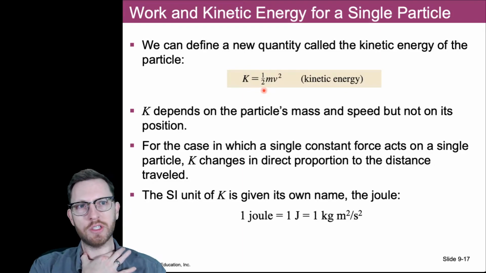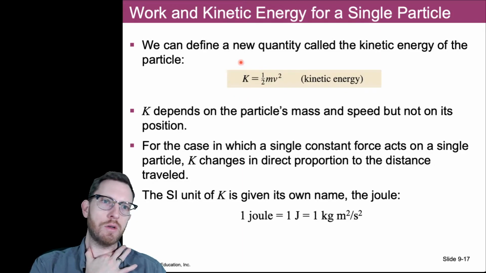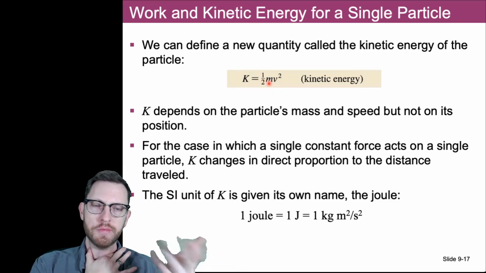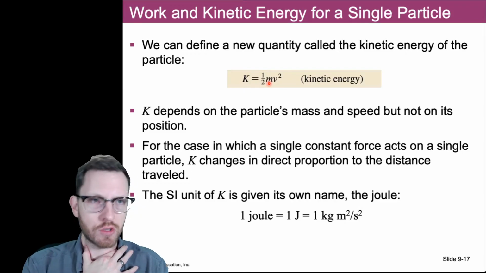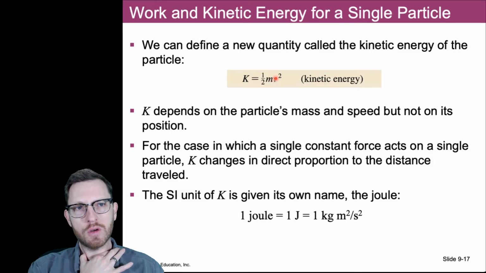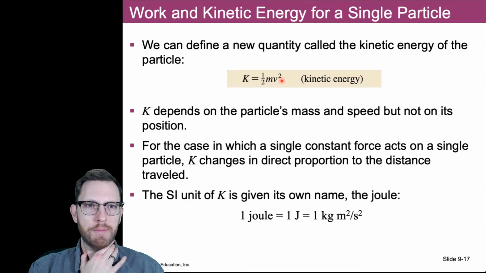So kinetic energy is a scalar quantity. Notice this is not a vector quantity. Mass is a scalar property. There's just a fixed amount of mass. There's no direction associated with it. And the velocity squared is also a scalar quantity.